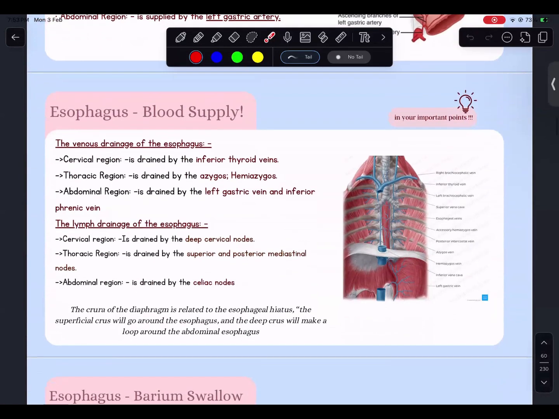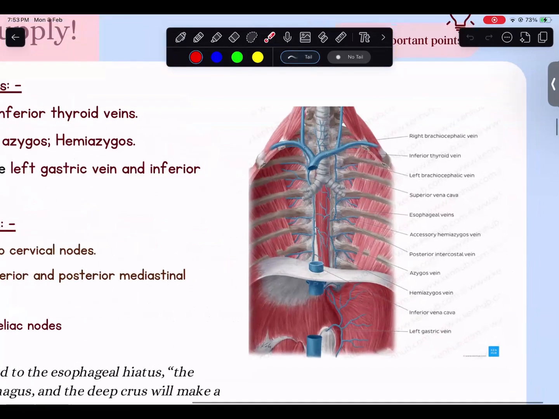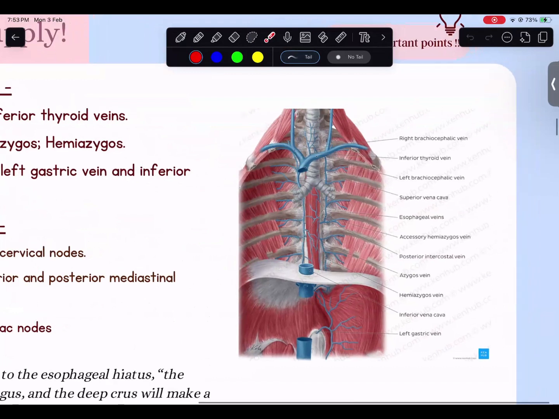That's the blood supply. For the venous drainage of the esophagus, it's kind of similar to the blood supply. So the cervical region is drained by the inferior thyroid veins, and the cervical region was also supplied by the inferior thyroid artery, okay? The only difference here is the thoracic region, which is drained by azygos as well as hemiazygos veins. If you look at the picture here, this is your hemiazygos and this is your azygos.